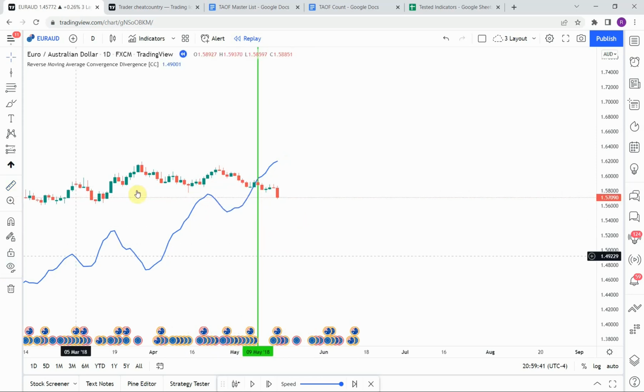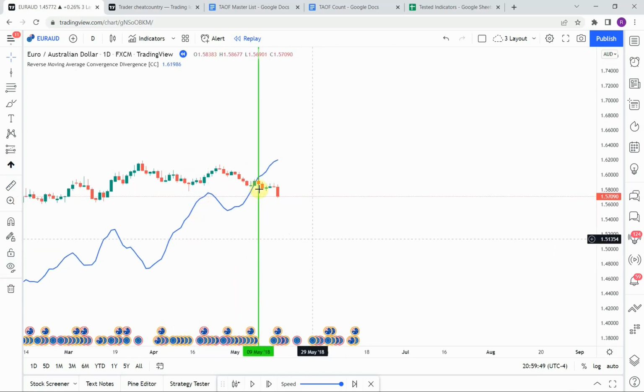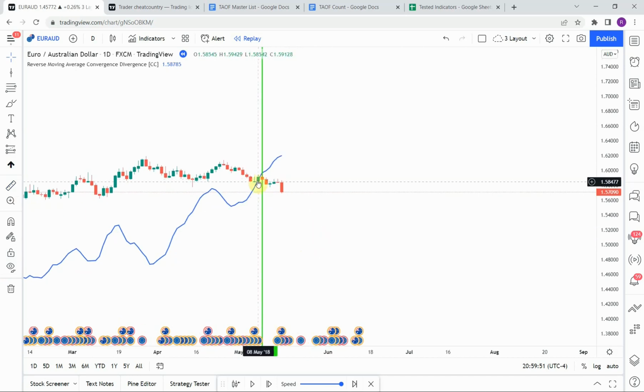Alright, so the second signal that we pick up is a short signal. You can see right here, price action comes down below that blue oscillating line there, and we get another really nice push to the downside right there. So that one also gets us to our take profit. Let's go ahead and continue on.